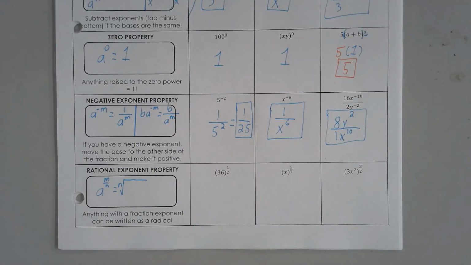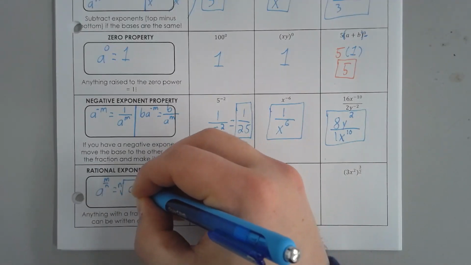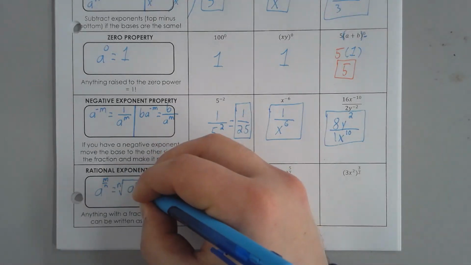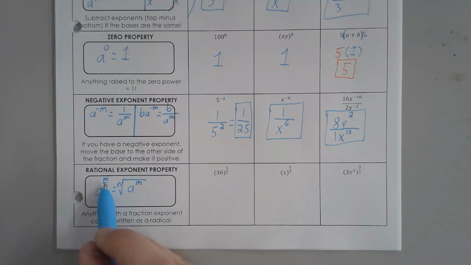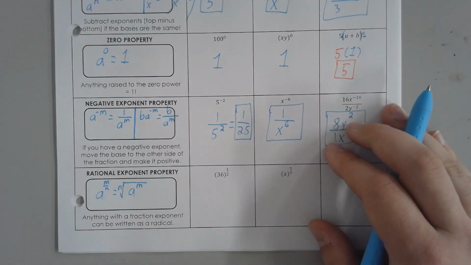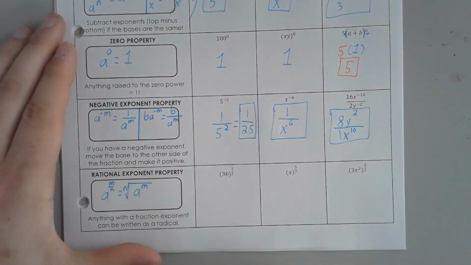So you can have a square root, like we did some of those last unit. You can also have a cubed root or a fourth root. So the nth root of a, our base, and it's raised to the m power. So the m comes from our numerator. So that looks pretty wild there. Let's look at the example.